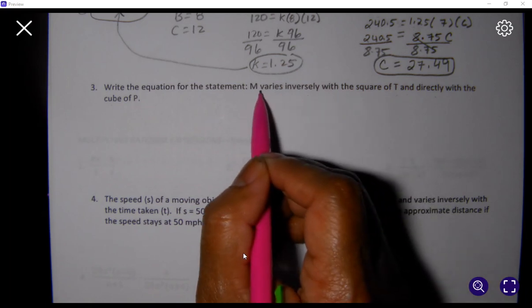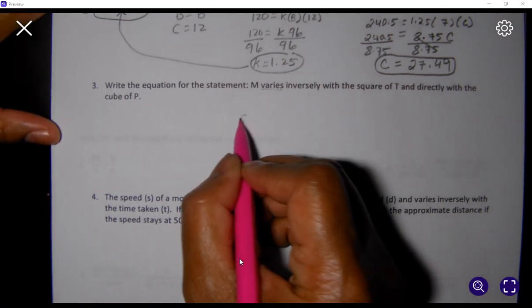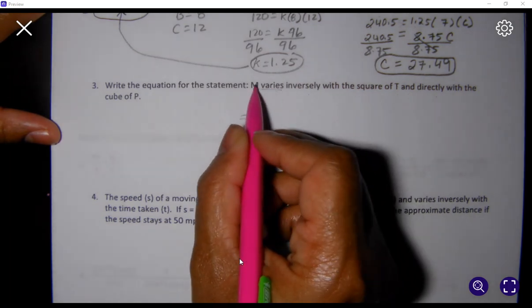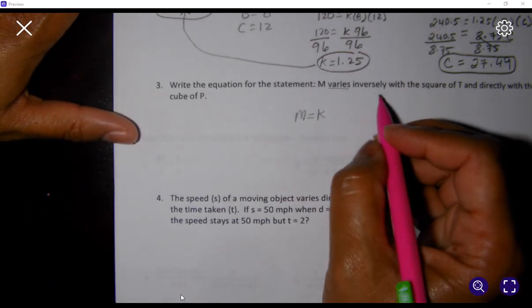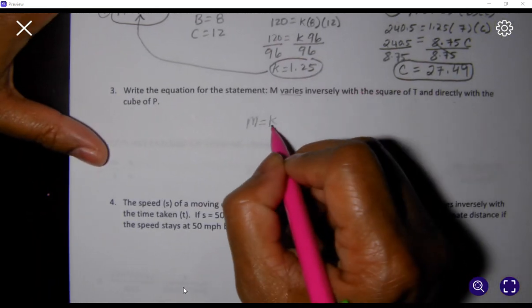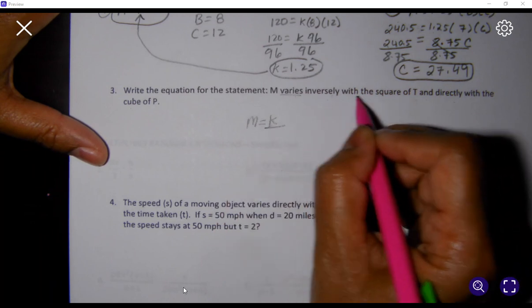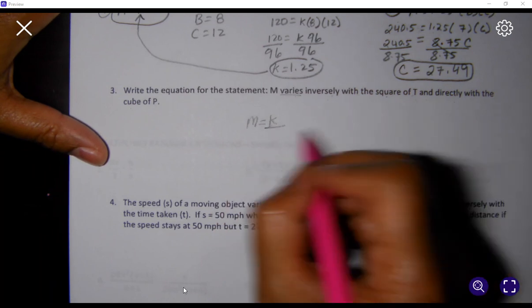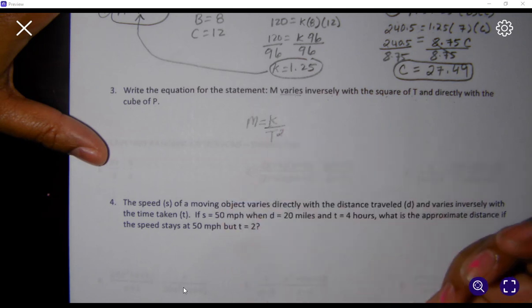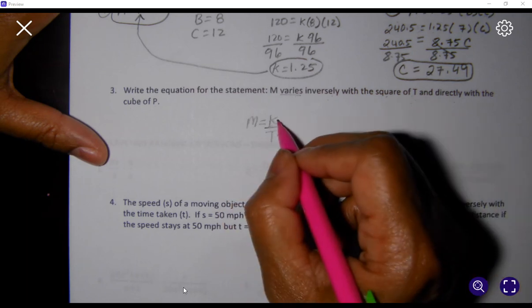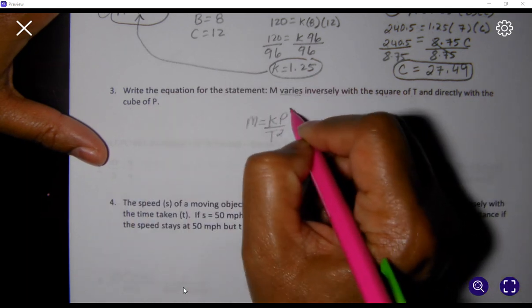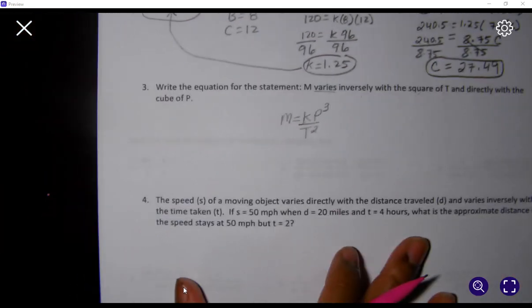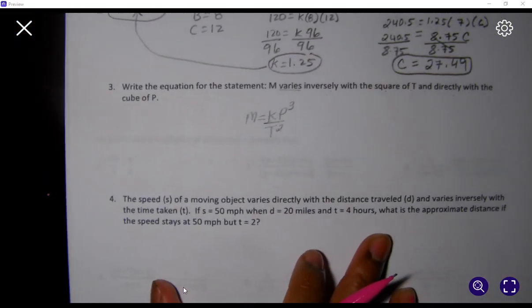So again, whenever we see the word varies, we're going to write equals k. What equals k? m equals k, so m goes in front of the equal sign, okay? And then inversely means you're going to do a division bar, inversely with the square of t, so t squared. And directly means directly goes in the numerator, directly with the cube of p cubed. Okay, that's it. It's just asking us to write an equation.